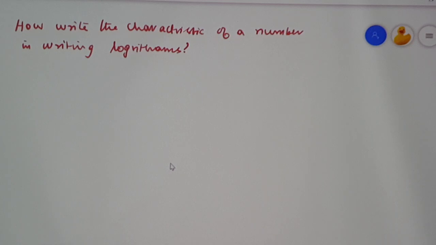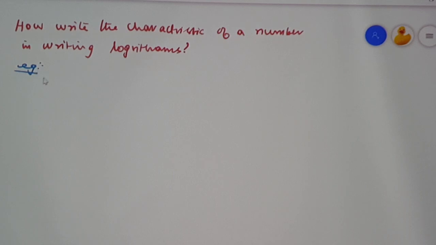So let us continue what we have studied in our last class. In our last video I taught you how to write the logarithmic value for a number. Now I am going to explain how you can write the characteristic of a number in writing the logarithms. For explaining this, I will be considering some numbers, some examples.